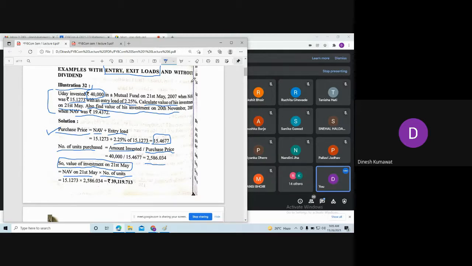Okay. So how are you going to calculate value of his investment on 20th November when net asset value is given to us, which is nothing but 19.4372? What you can do is multiply by number of units. Exactly. So you just multiply this net asset value by number of units, which we have already calculated. So please do this multiplication and let me know what is your answer. Now I am not showing you any answer, so you need to calculate it.